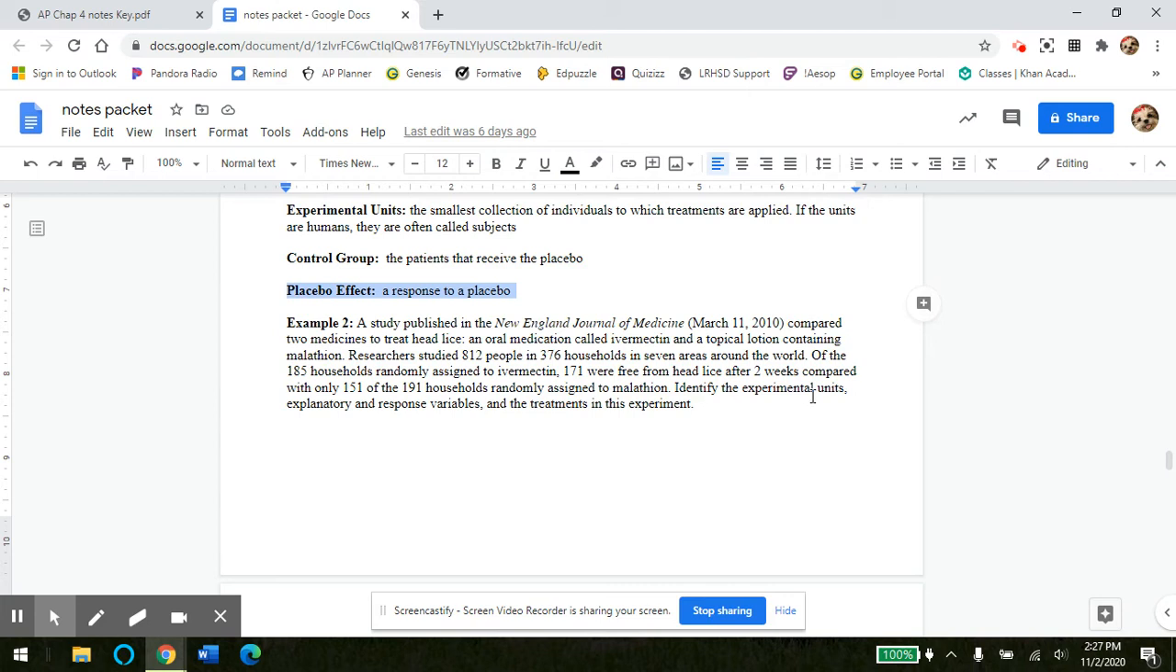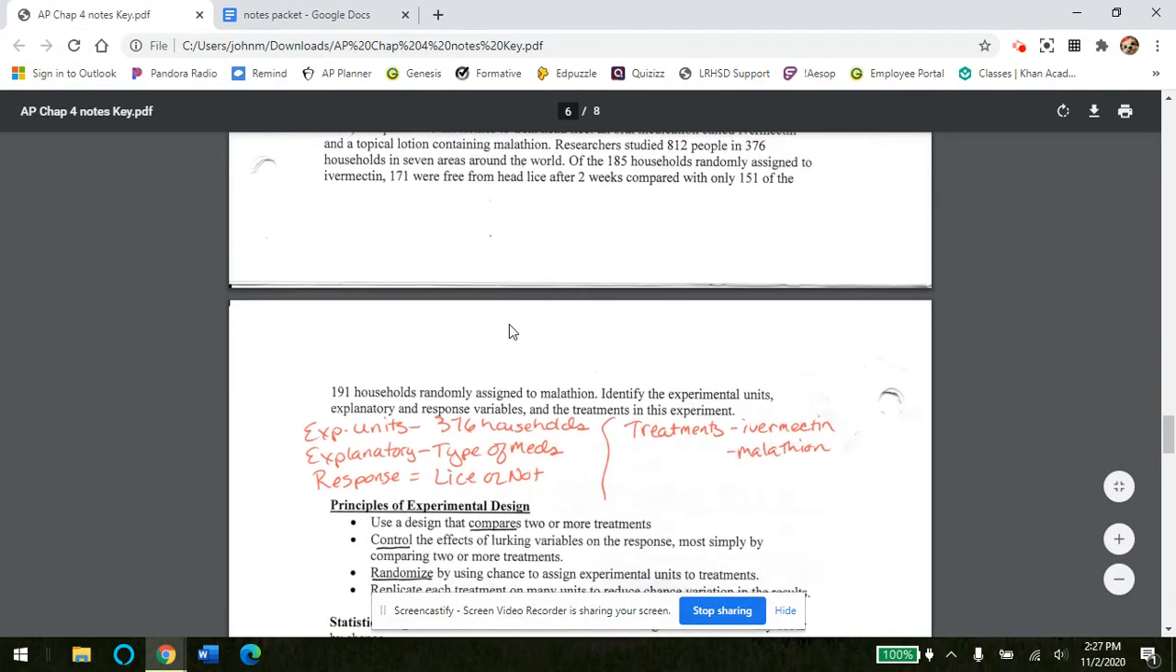We want to identify the experimental units, the explanatory and response variables, and the treatments in this experiment. So try that right now. Identify your experimental units and all of these, and then unpause. So pause, do all the work, unpause, come back here.